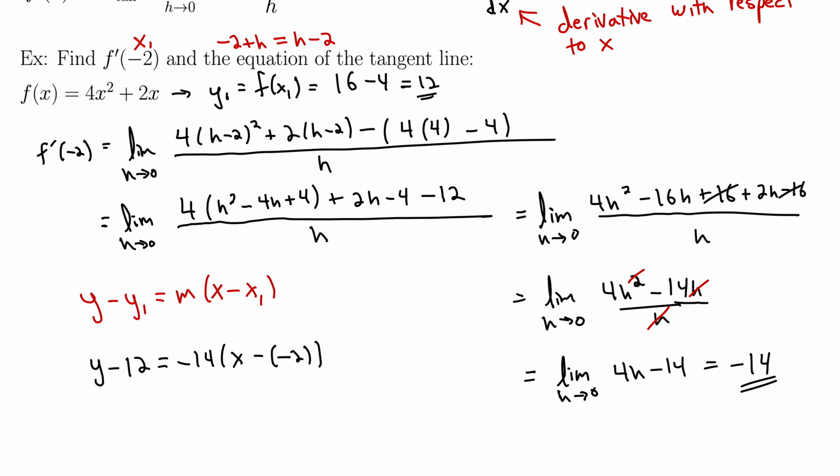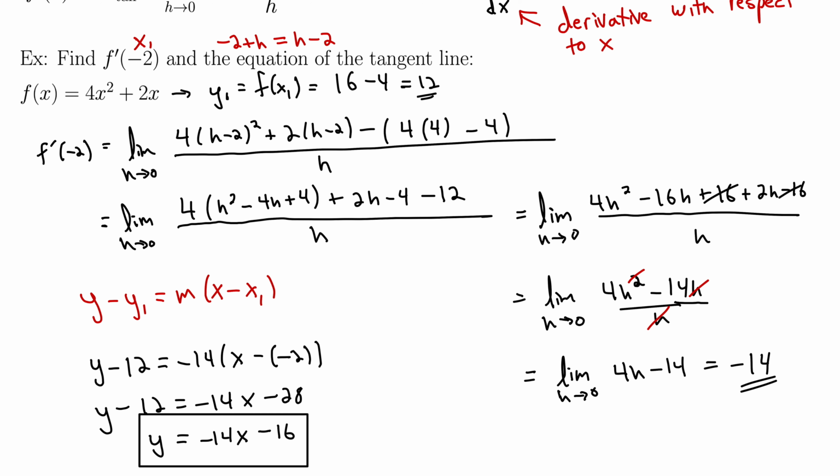All right, then we just clean this up so we can write it in slope-intercept form. That's y equals mx plus b form. So y minus 12 equals negative 14 times (x, well, this would become positive 2 inside here). So positive 2 times negative 14 would be minus 28. And then adding 12 to both sides gives us y equals negative 14x minus 16. Final answer, there is the equation of our tangent line.